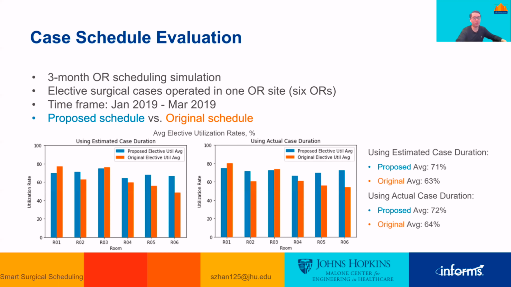We first compare the proposed schedule with the original schedule on the average elective utilization rate in percentage, which is the average daily total utilization. We present two figures here, one using estimated case duration and the other using actual duration for the measurement. Although our scheduling model utilizes the estimated duration as the input parameter, the two figures show the final utilization rates are similar, which indicates our previous case duration forecast is relatively accurate. In both figures, the highlight is that the proposed schedule increased the average elective utilization by around 8%.